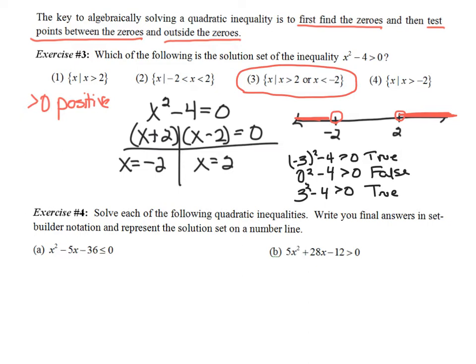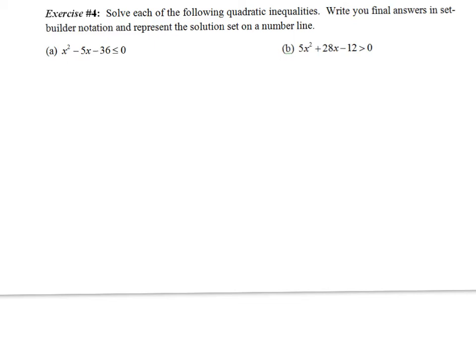So we're going to get some practice in solving quadratic inequalities today. So let's try exercise number 4. I've got the quadratic inequality x squared minus 5x minus 36 is less than or equal to 0. So my first step, of course, is to solve the quadratic for the zeros. X squared minus 5x minus 36 equals 0.